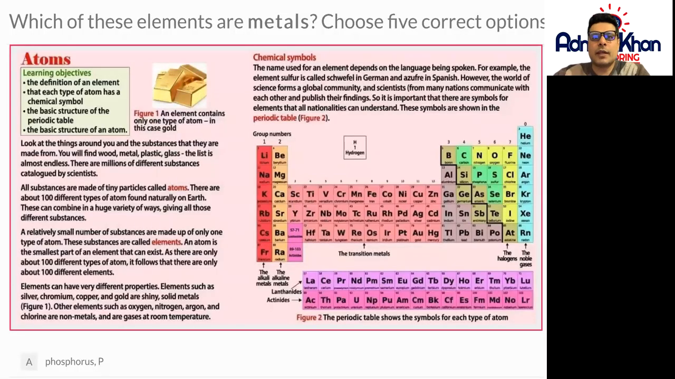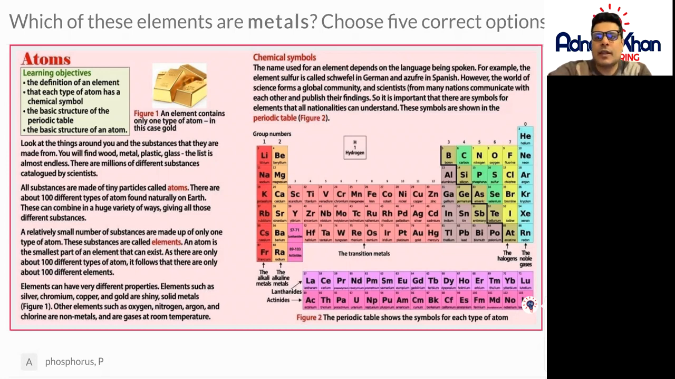So our first topic is atoms. And in this particular topic, you need to be able to define the elements and that each type of atom has a chemical symbol. That's very important. And you can see a periodic table there in front of you. What is the basic structure of a periodic table and the basic structure of what an atom actually consists of?